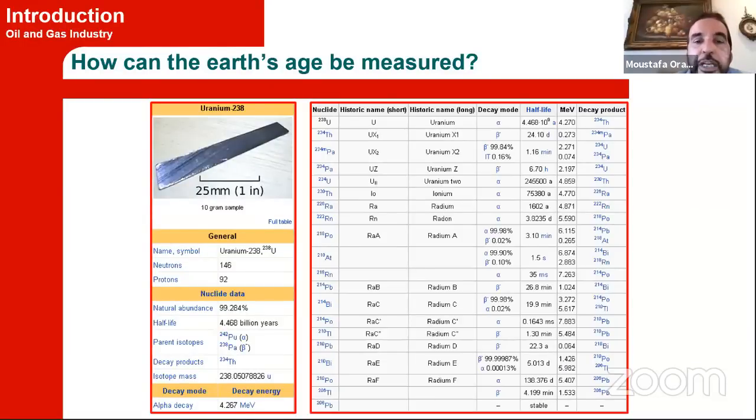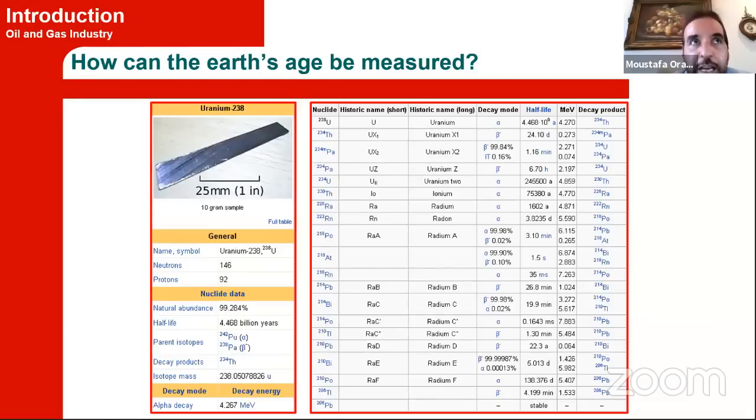Mainly we use uranium, because if you look at uranium-238, for example, its half-life is 4.468×10⁹ years. It's a very, very, very long half-life. So by looking at the uranium and its daughter, we can estimate the earth's age. That's how we come up with the earth's age in the oil and gas industry, and that's based on physics.